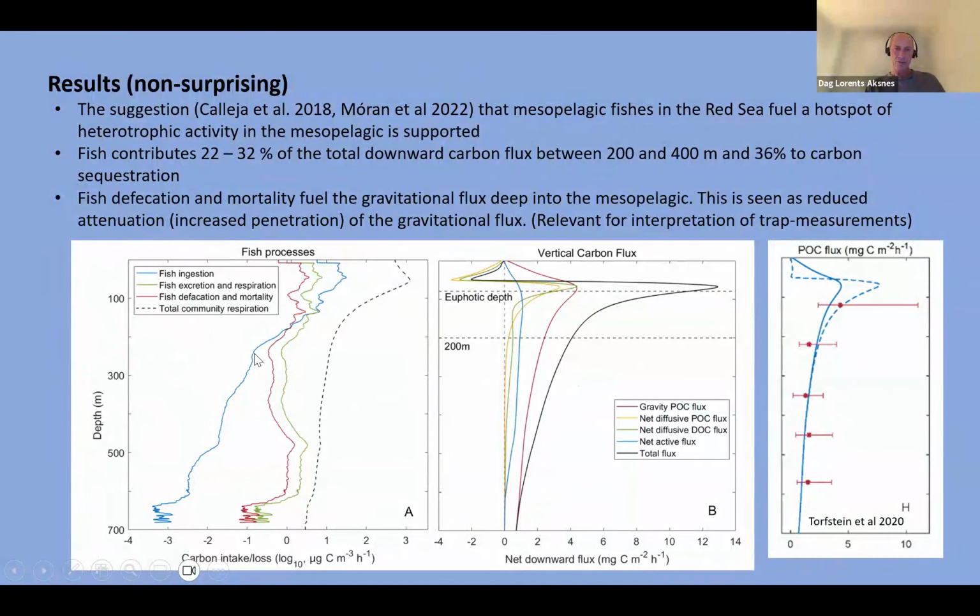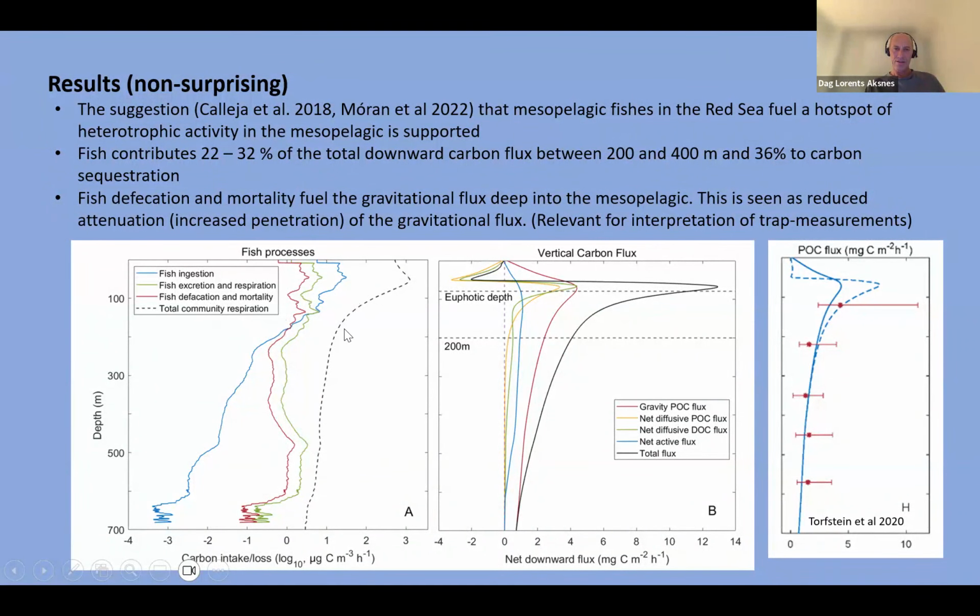So they eat mostly in the surface water, because that's where most of the mesopelagic food is produced. But they also eat further down in the water column, but not much. Here we have the fish excretion and respiration and the fish defecation and mortality. So these are the loss terms. And you see down in the daytime depth of the fishes, there is a high loss rate.